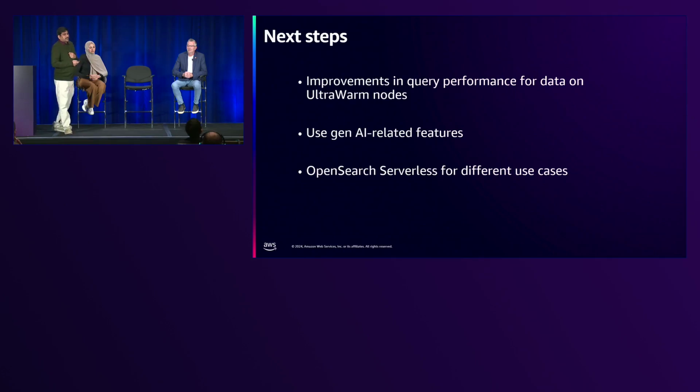So from the next steps, from our point of view, we are trying to see what improvements in query performance can be done on the UltraWarm. Right now, if you're trying to search for like 10 days of data in UltraWarm, we see some performance degradation. So we are working with the AWS team at the back end to use generative AI features, maybe vector search, so that we can provide more value to the customers.